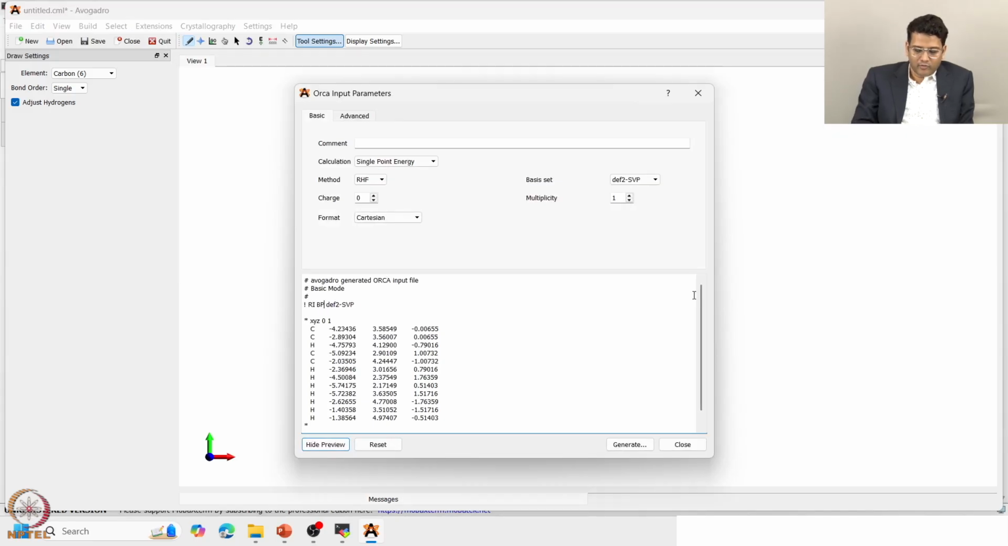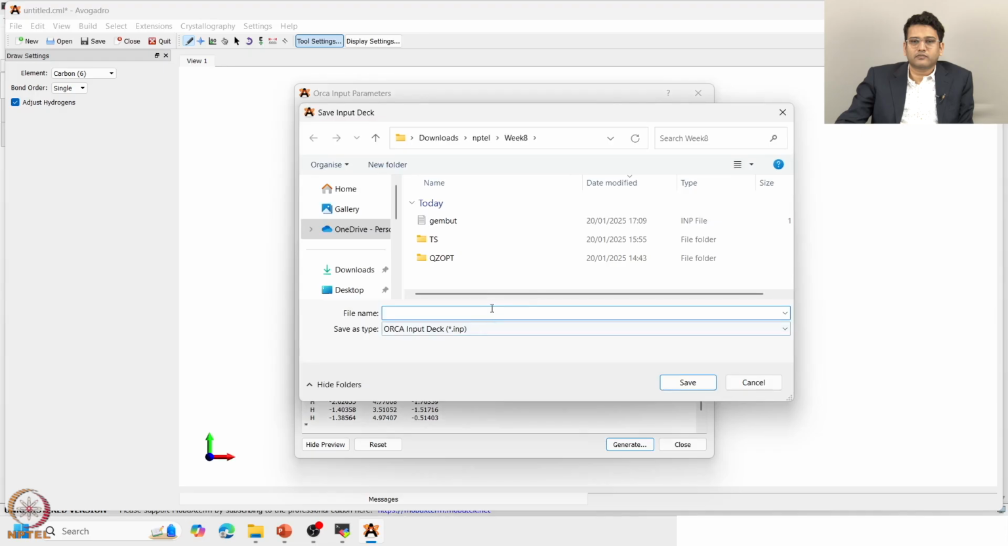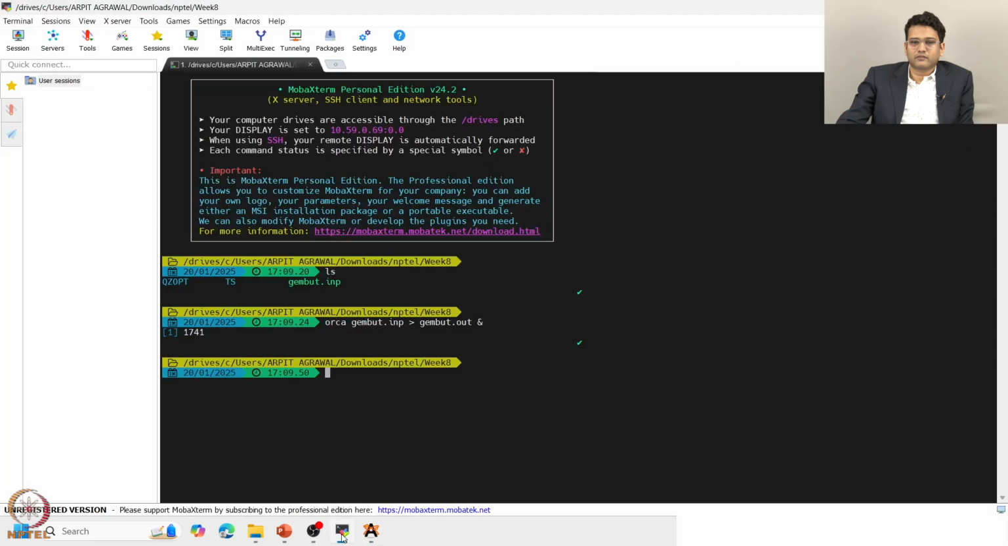RI BP86 opt freq. Transbutene. So let's see how the previous job is running before I submit the new job.